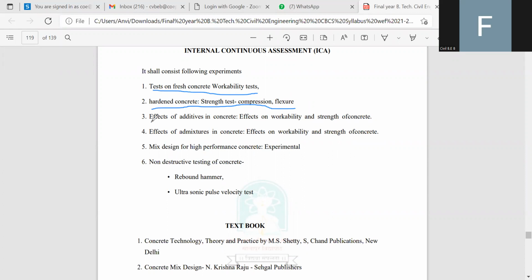Then the third experiment we have to see is the effect of additives in the concrete, the effects on the workability and strength of concrete. So what additives do we have to use? As I told you, for the effect on workability, we have to use the admixtures. If we have to reduce the water cement ratio, then we have to use the admixtures. If we use the admixtures, then about 20% water cement ratio we can decrease.